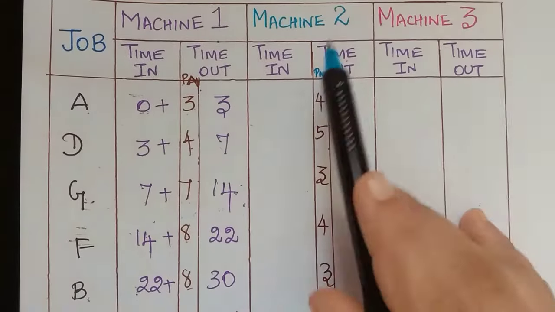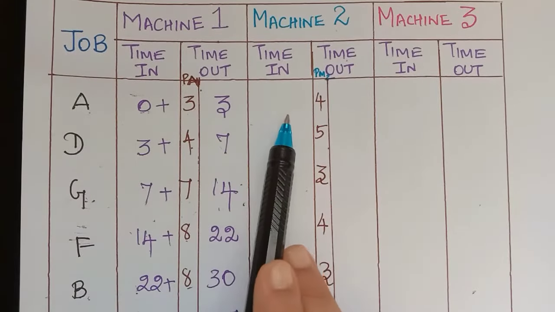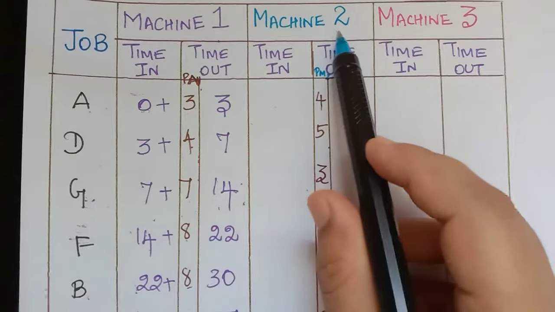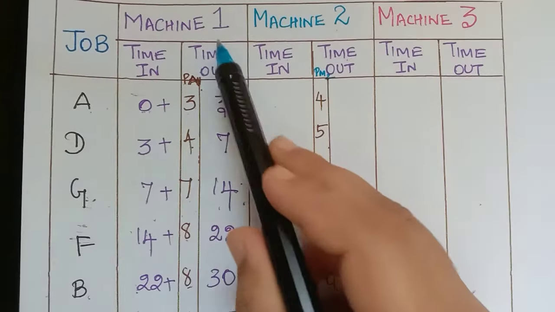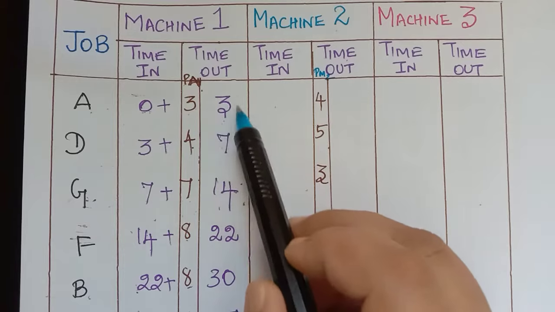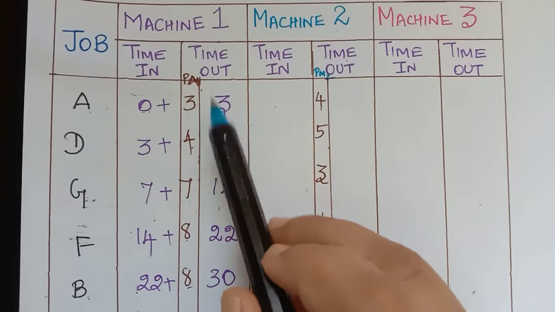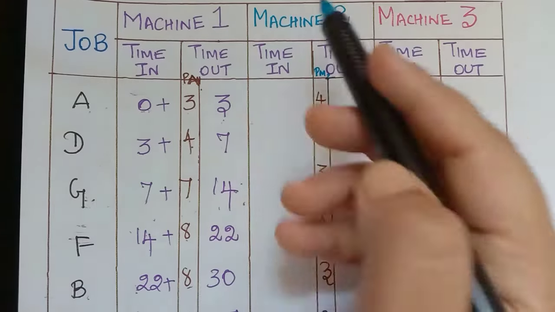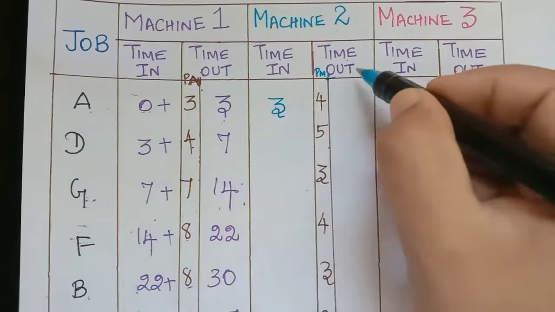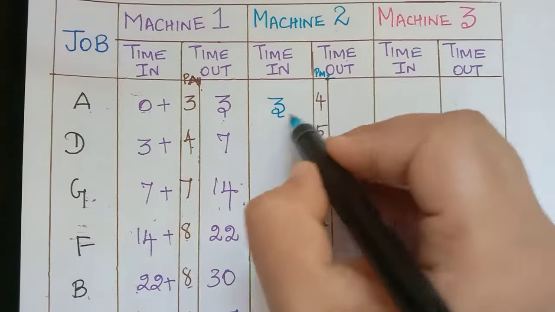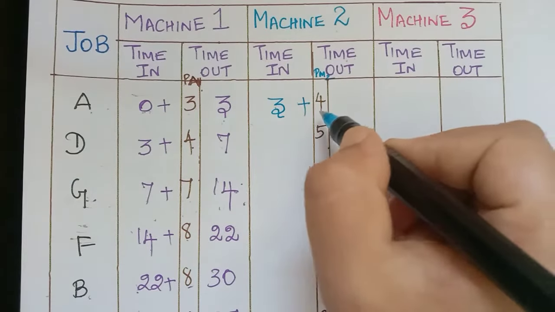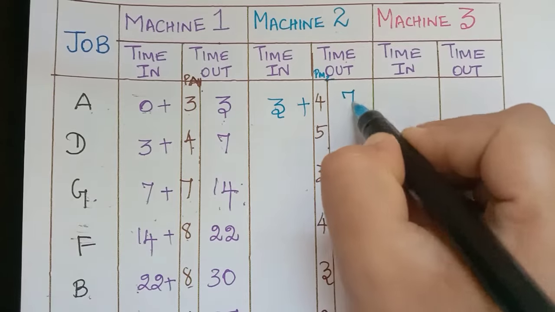Okay, this is machine 2. We have to write the time in for A. What will be the time in for A in machine 2? When does it finish the job in machine 1? It finishes at 3 hours. So after that only it will go to machine 2. So this 3 will come here. When does it come out from machine 2? It works in machine 2 for 4 hours, so that has to be added. So it comes out at 7 hours.